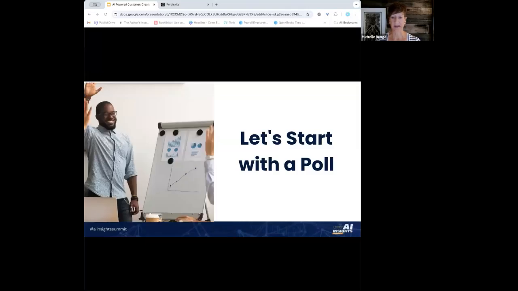Okay, so let's dive in. I want to start with a poll. Do me a favor, and in the chat, let me know where you fall when it comes to these three categories of AI. If you are all in on AI, meaning you're actively working with AI, maybe you're transforming workflows for your company and processes, go ahead and put an A in the chat for all in.